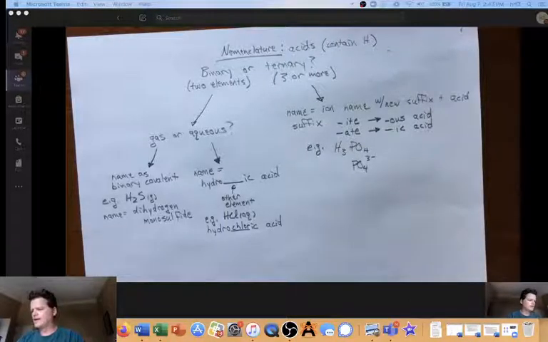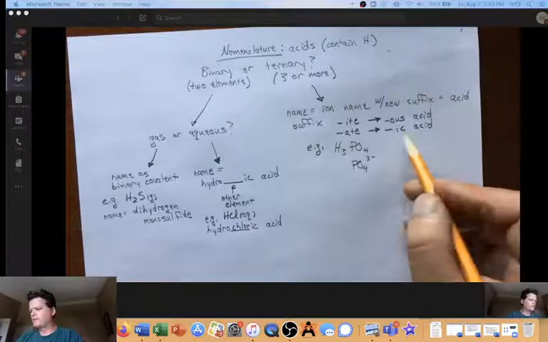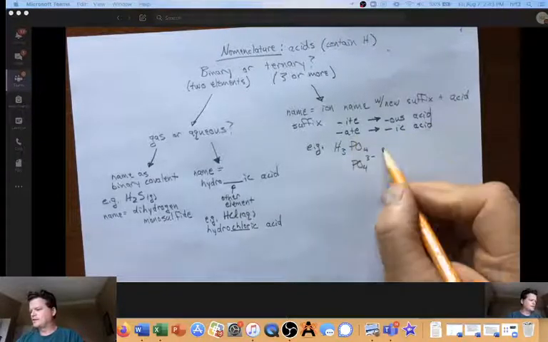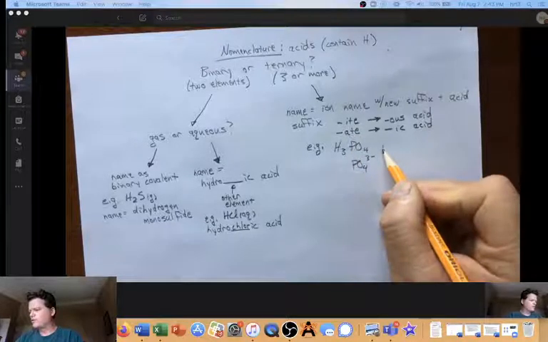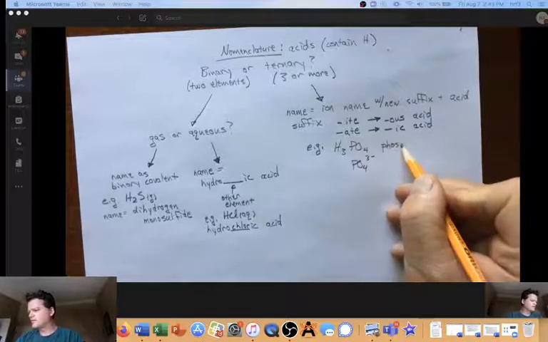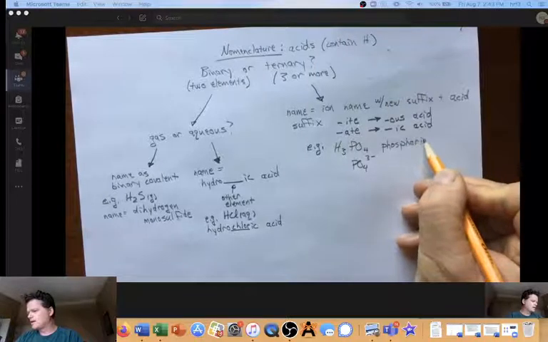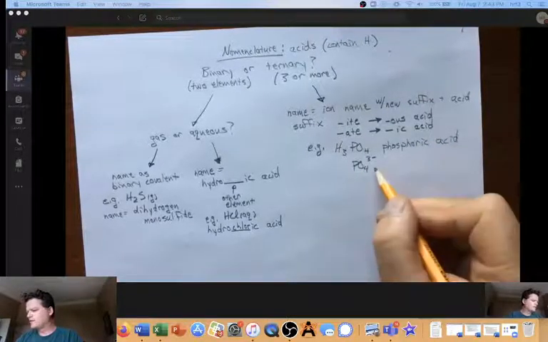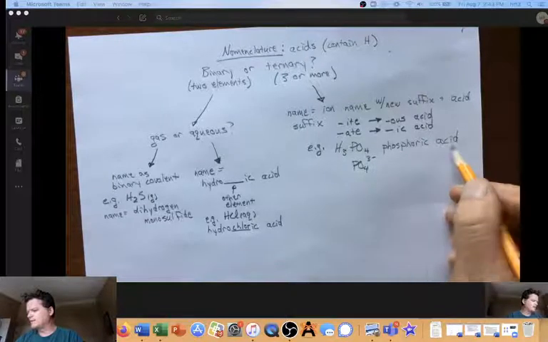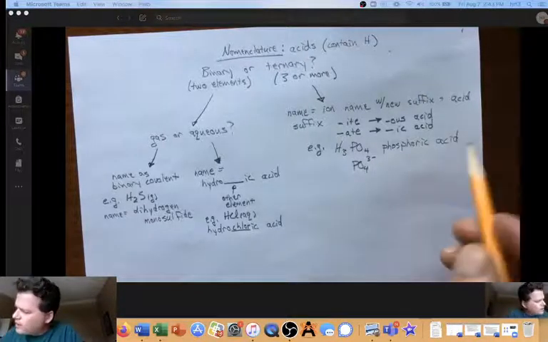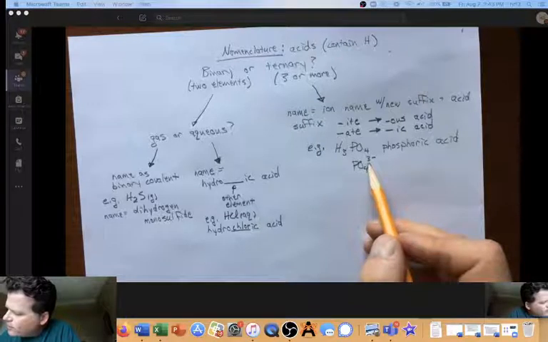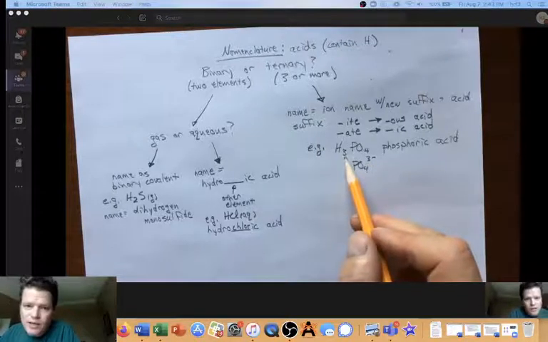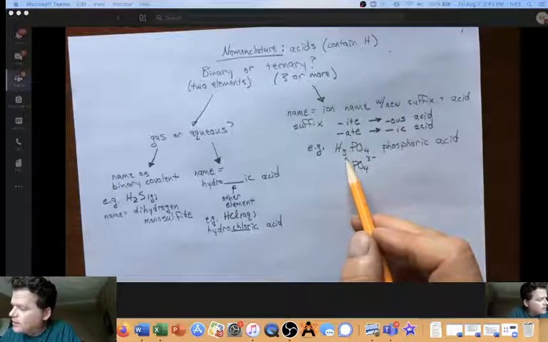So it ends in "ate." So instead of phosphate, now we replace the "ate" with "ic acid." So H3PO4 is phosphoric acid. So the "ate" from the phosphate becomes "ic acid." By the way, notice the ion is 3-, and that's why there are 3 H pluses. The 3 hydrogens need to be added.